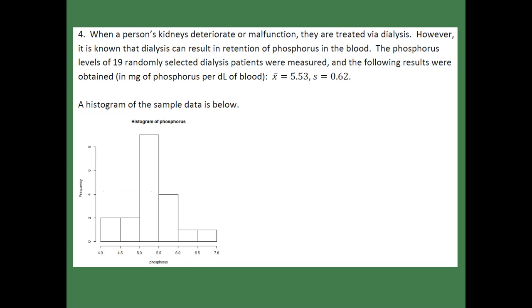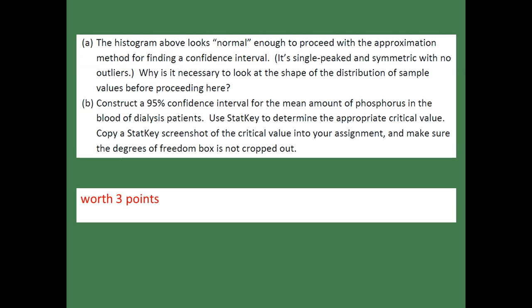Because of the histogram, question number 4 is kind of long on the page. So here's the first part with the histogram there, which isn't perfectly symmetric, but it's symmetric enough. That's not something that's heavily skewed, and it's certainly got one peak and it doesn't have any outliers. Parts A and B combined are worth 3 points. Part A is worth half of a point and part B is worth 2.5.